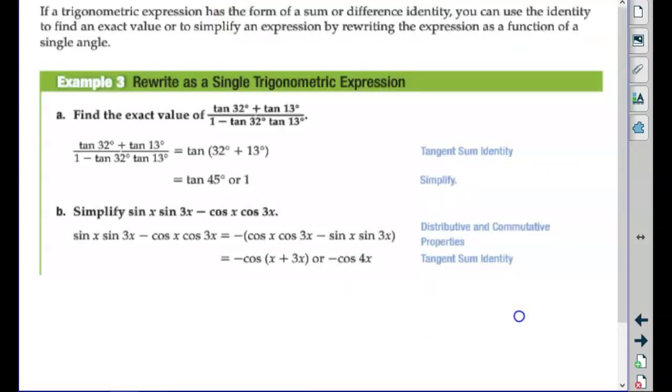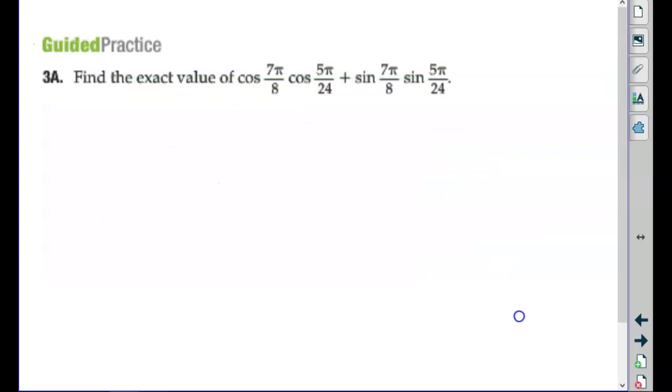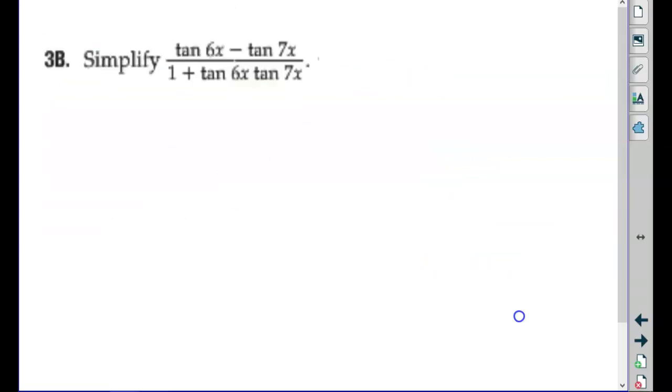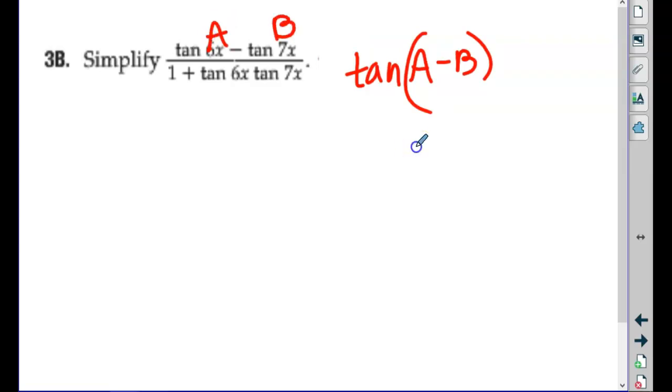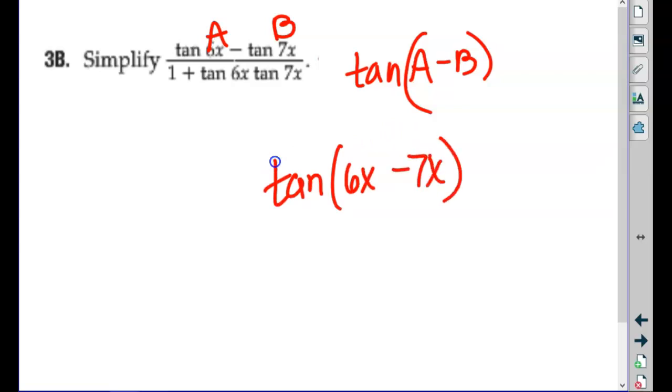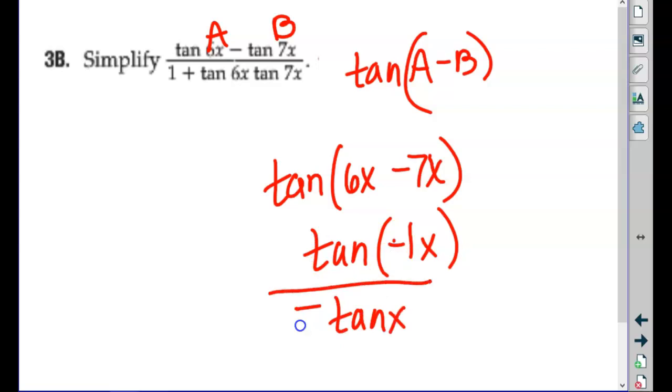All right, moving on. This is just like we were doing on the worksheet a second ago. So find me this one. Where's tan minus tan over 1 plus tan tan? It's the tan of A minus B. What is our A and our B? Okay, so that would give us the tan of negative 1x. Now, what does it say for even and odd rules for tangent? You can move it out front, right? So it's negative tangent x.